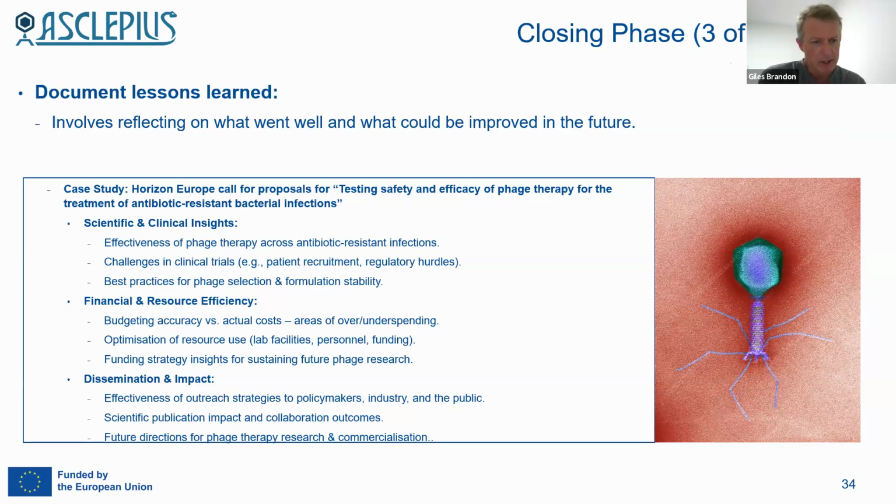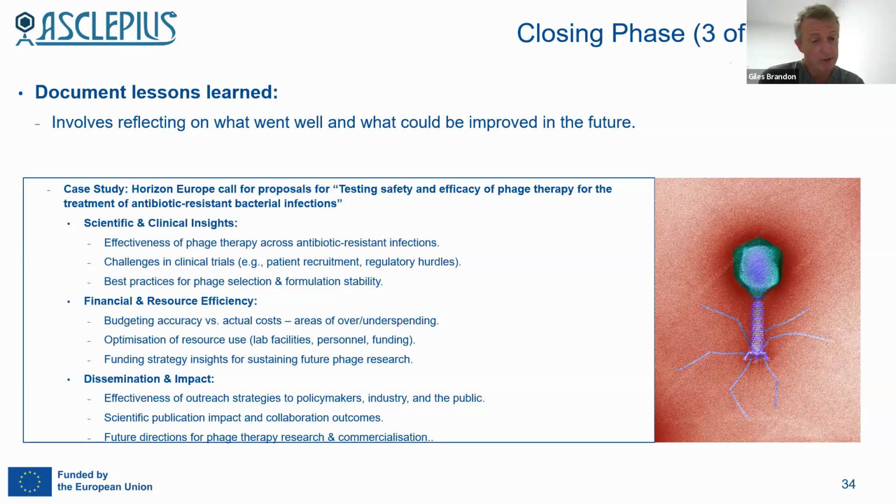And in the context of our case study for this Horizon Europe project, maybe we can write some lessons learned under these different headings. So under scientific and clinical insights, we might want to reflect upon the effectiveness of the phage therapy across antibiotic-resistant infections. We might want to reflect upon the challenges that we faced during the clinical trials and ways that they could be improved upon. It'd be good to reflect and capture what have been best practices for phage selection and formulation stability.